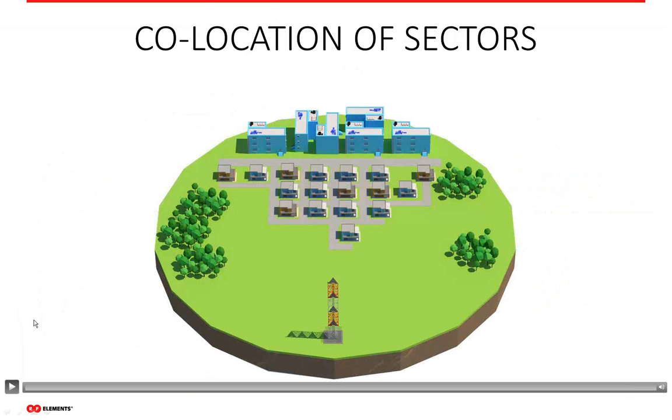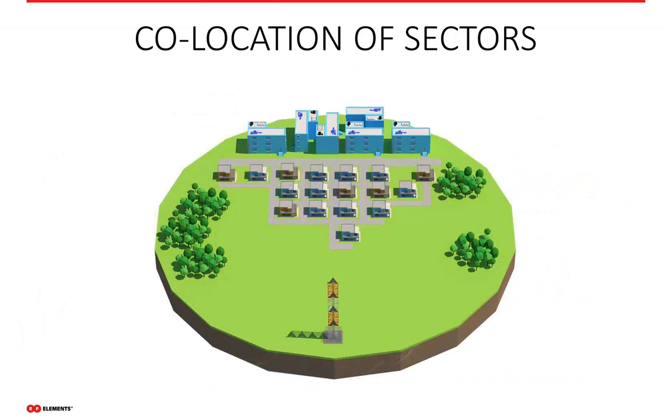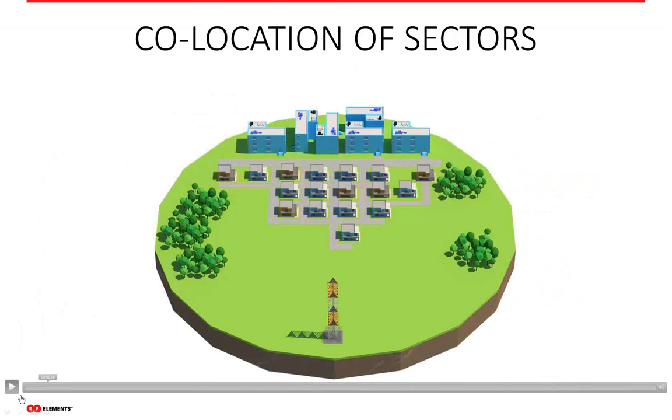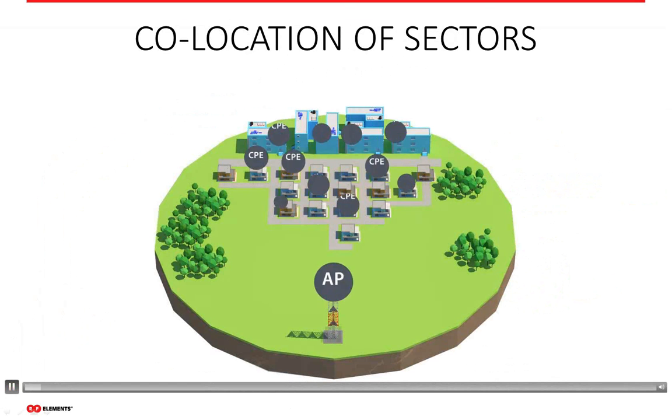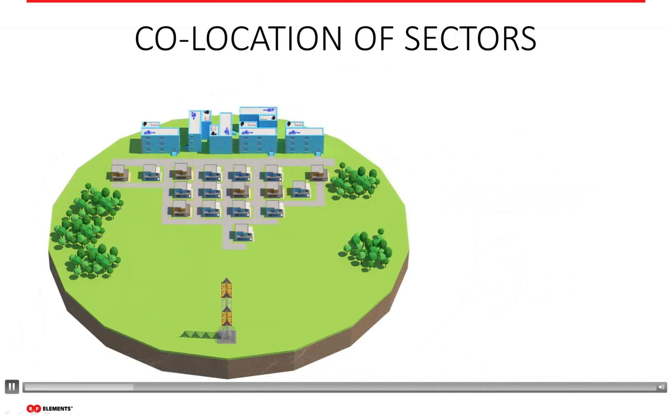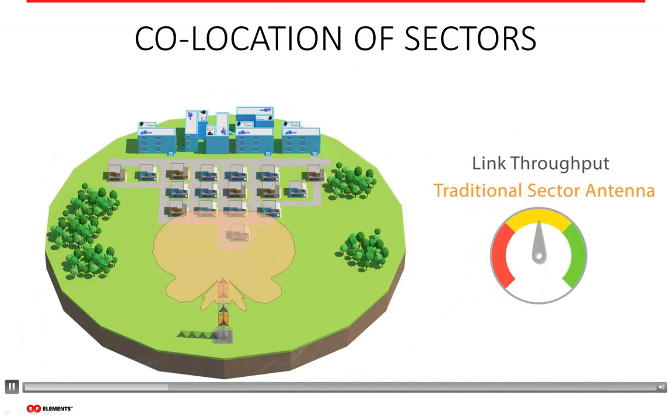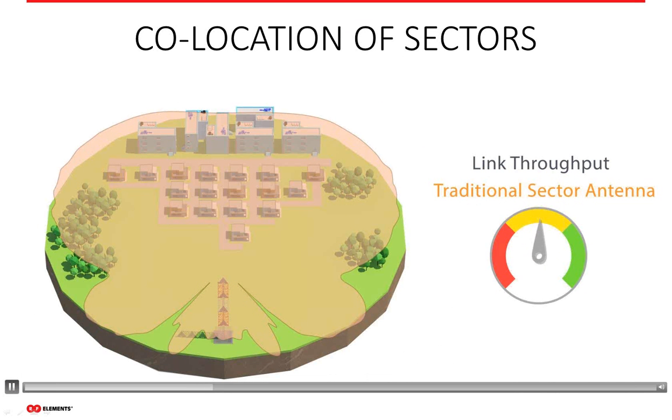Okay. So co-location is another key issue in delivering high bandwidth: co-locating multiple APs on a tower and how we deal with that. If we look at this particular deployment, you have a traditional sector, again, covering your coverage area, and the overall throughput of that AP is somewhat mediocre, again, because of the noise rejection issues that we mentioned before.